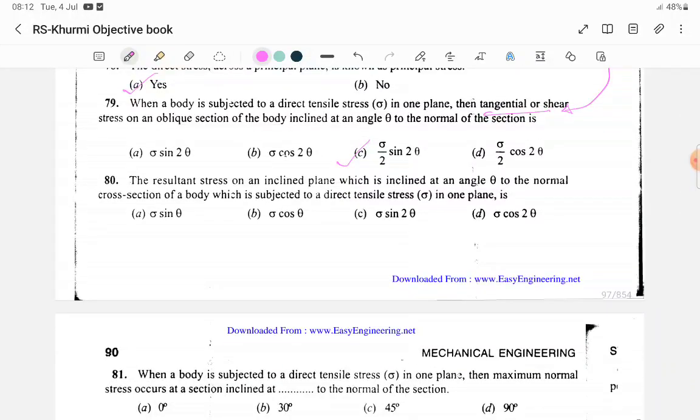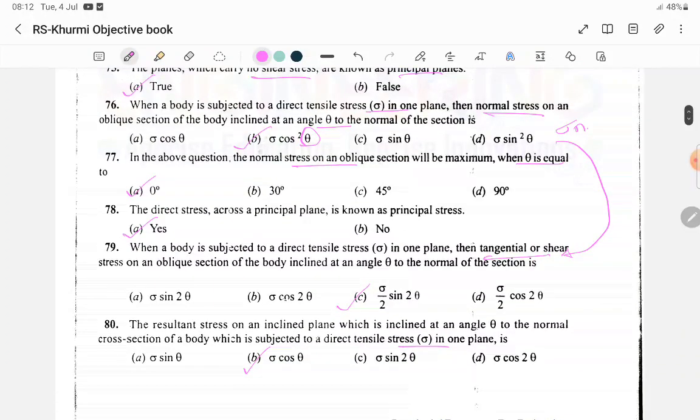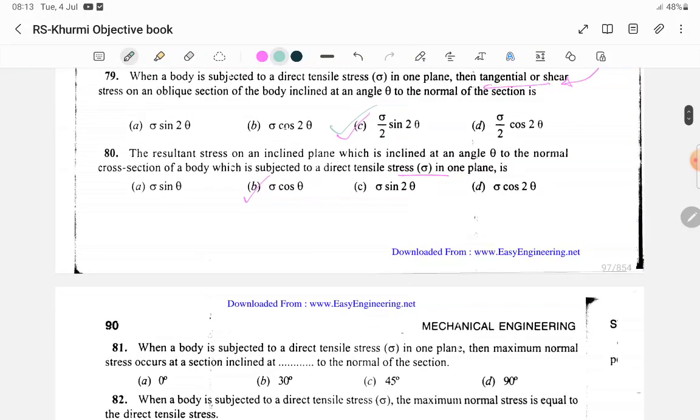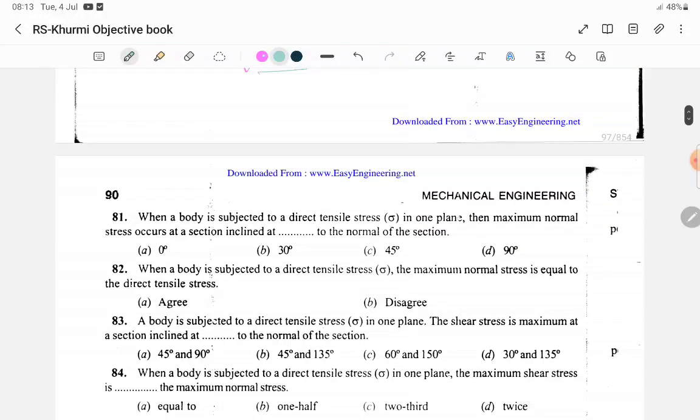The resultant stress on an inclined plane which is inclined at an angle theta to the normal section, which is subject to direct tensile stress in one plane, is asked. The resultant means these two combined, and that value is the B option, sigma cos theta. So the square root of this one squared plus this one squared gives this answer, because the resultant is asked.